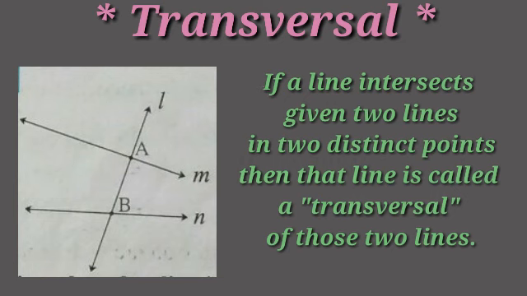The second important concept is transversal. Observe the figure carefully. Here lines L, M and N are given, and one of the lines, that is line N, is intersecting both of them at the points A and B. So that line is called the transversal. See the definition. If a line intersects given two lines in two distinct points, then that line is called a transversal of those two lines.